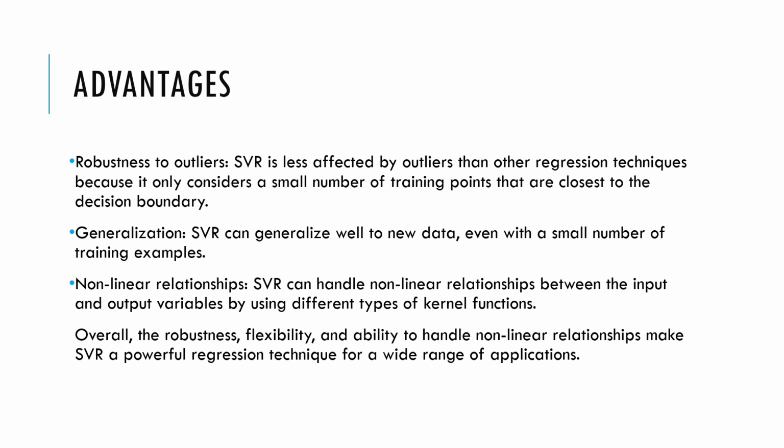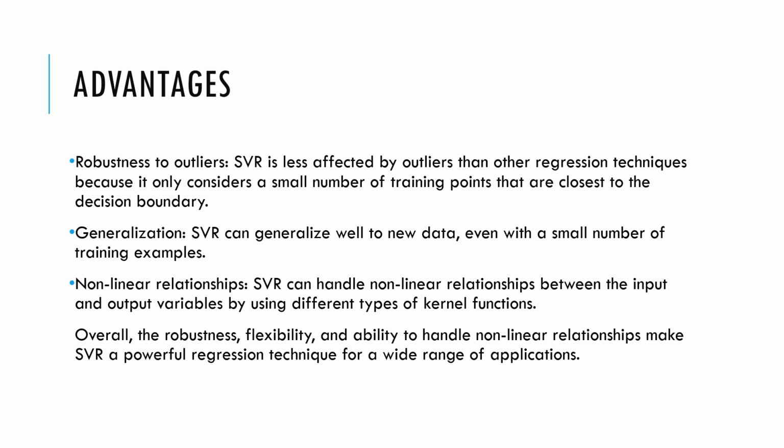Advantages. Robustness to outliers. SVR is less affected by outliers than other regression techniques because it only considers a small number of training points that are closest to the decision boundary. Generalization. SVR can generalize well to new data, even with a small number of training examples. Nonlinear relationships. SVR can handle nonlinear relationships between the input and output variables by using different types of kernel functions. Overall, the robustness, flexibility, and ability to handle nonlinear relationships make SVR a powerful regression technique for a wide range of applications.